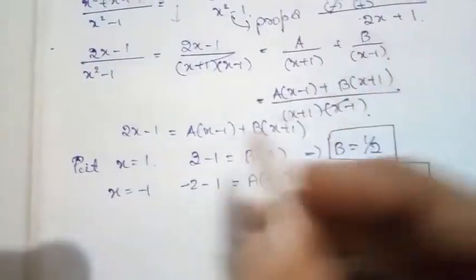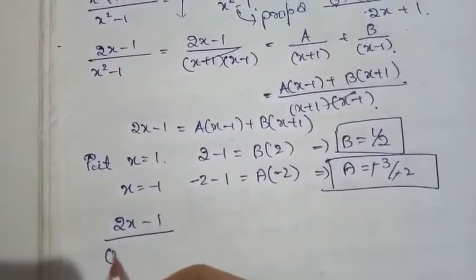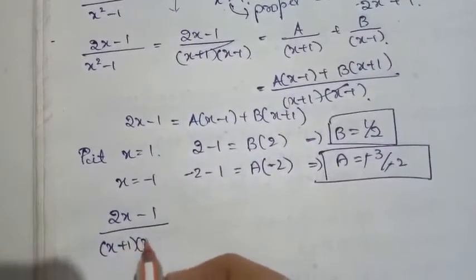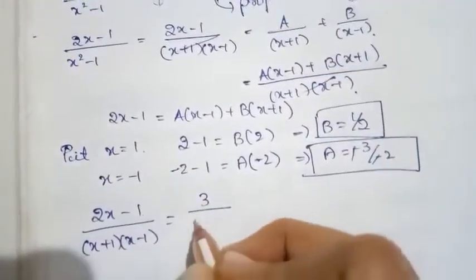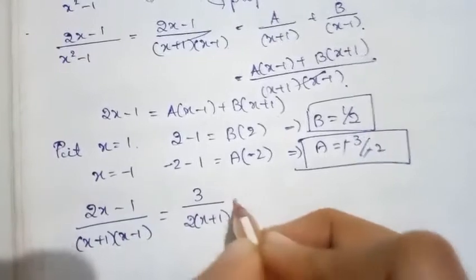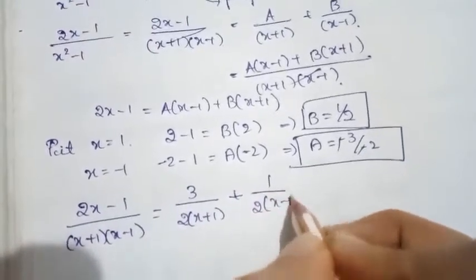Substitute these values of a and b in this equation. So 2x minus 1 divided by x plus 1 into x minus 1 is equal to, what is the value of a? 3 divided by 2 into x plus 1, plus what is the value of b? It is 1 by 2, 1 divided by 2 into x minus 1.